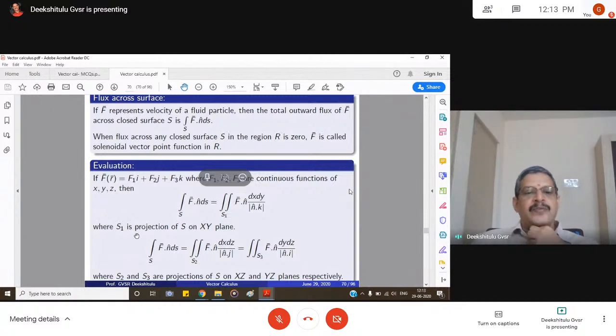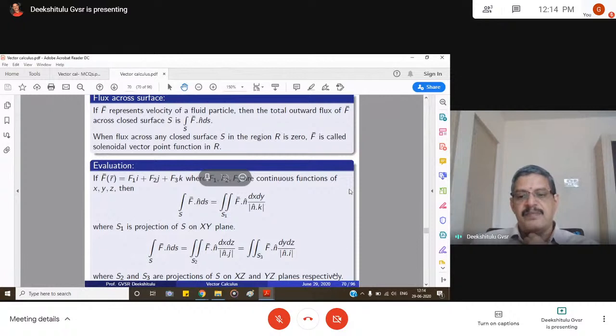How, we will see. If S1 is the projection of the surface in the xy plane, then the integral over S of f dot n cap ds is the integral over S1 of f dot n cap, where ds becomes dx dy divided by the magnitude of n cap dot k. Similarly, the surface integral becomes the integral over S2 of f dot n cap dx dz by n dot j, provided S2 is the projection of the surface S in the xz plane, and similarly if S3 is the projection of S in the yz plane. This is what happens. These three are very, very important.